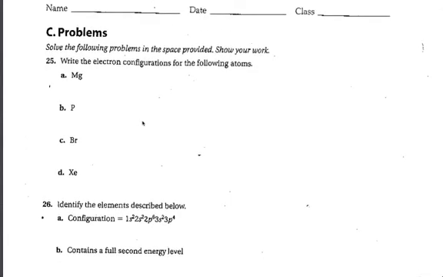All right, so today we're going to do just a little bit of review. First of all, we are going to review how to write electron configurations. There are 4 examples here. Let's start off with magnesium. Again, use your periodic table to help you figure out where to start from.